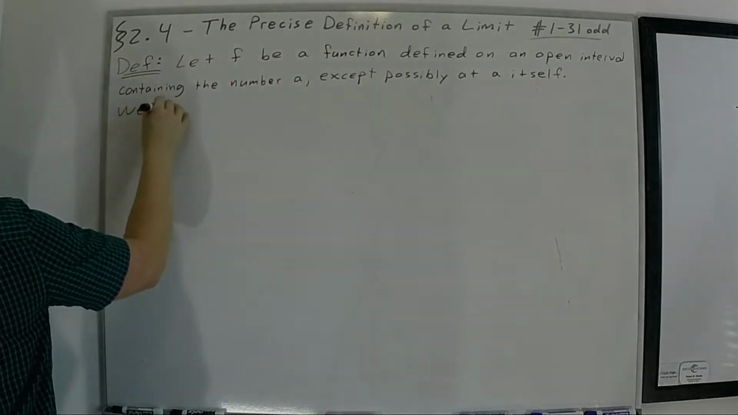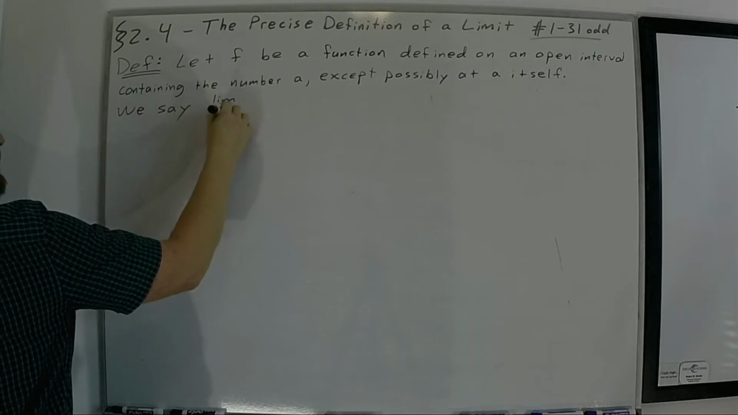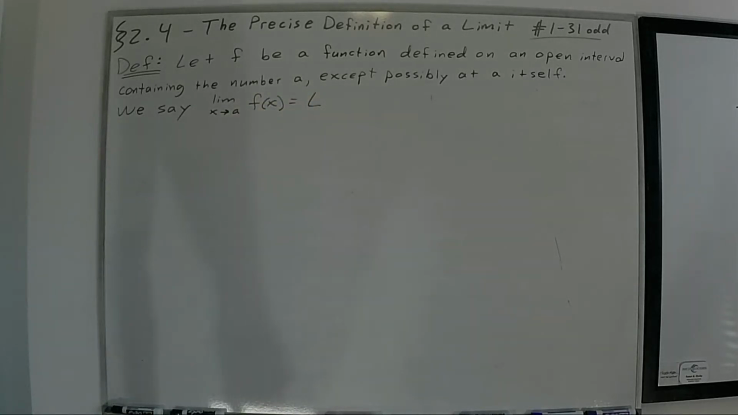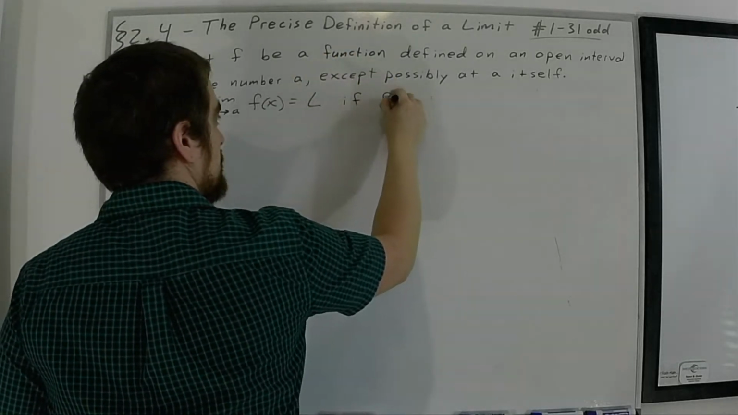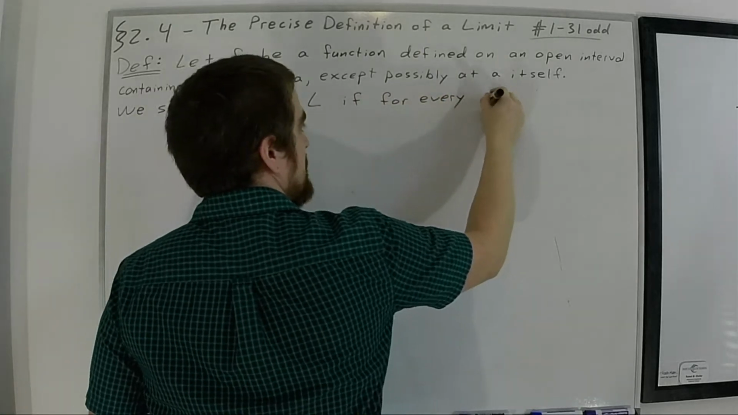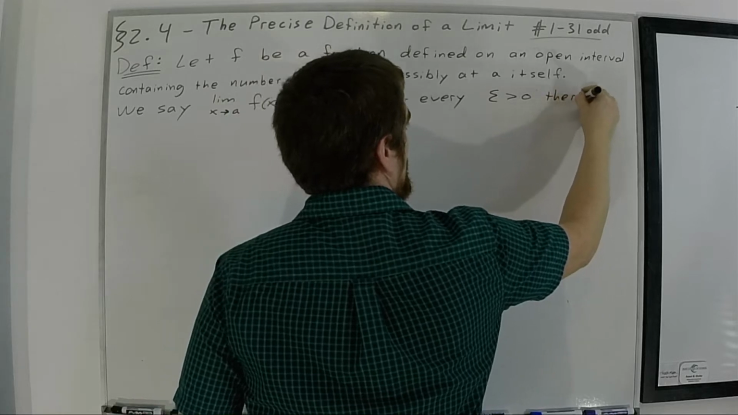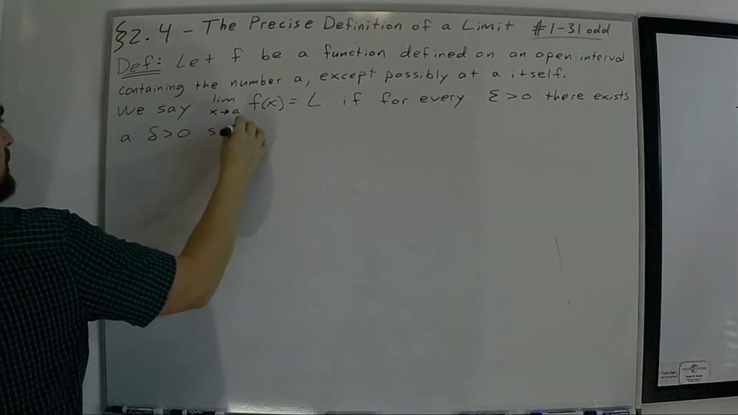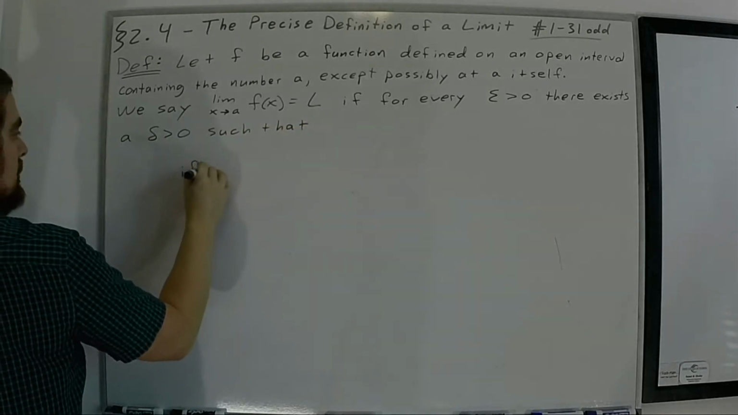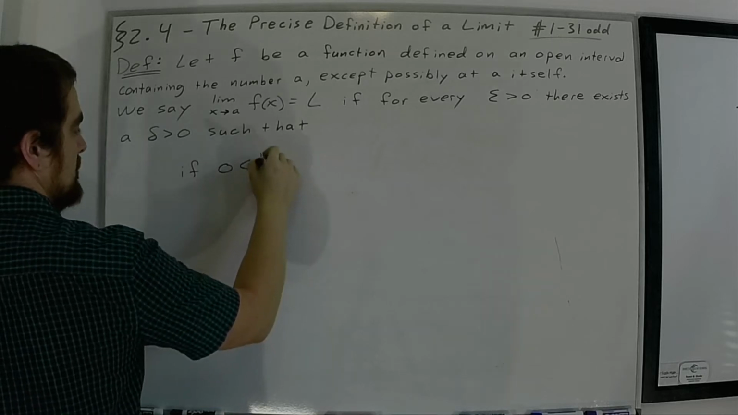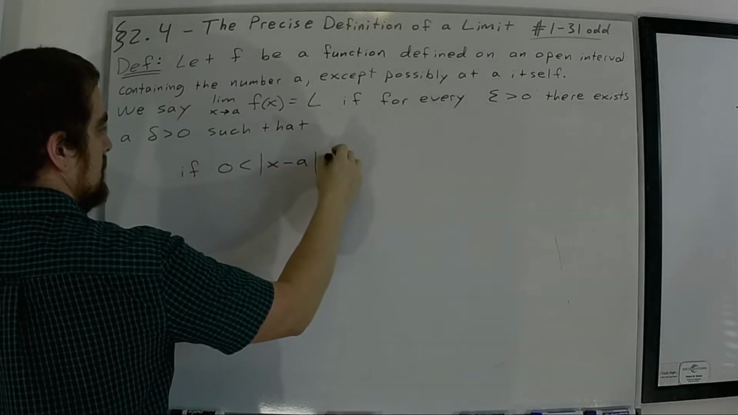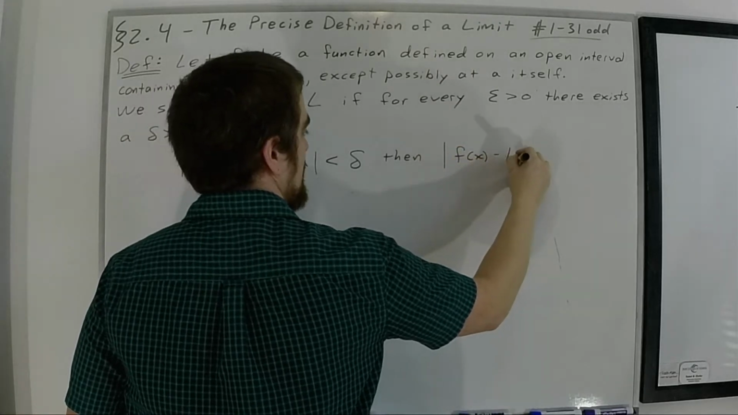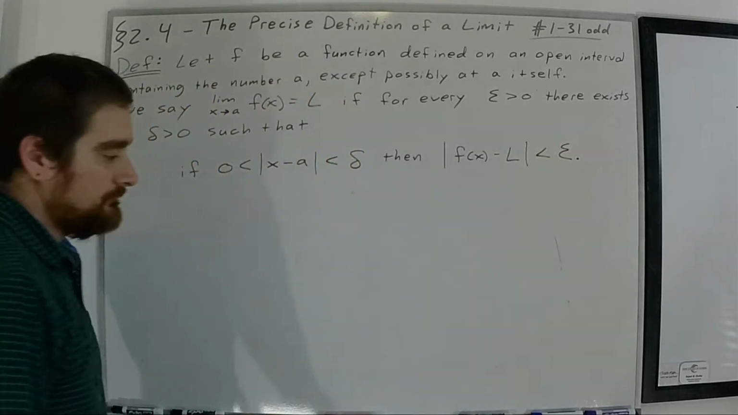We say the limit as x goes to a of f of x is equal to the number capital L, is what the book likes to use, if for every epsilon positive there exists a delta positive such that if 0 is less than the absolute value of x minus a, which is less than delta, then the absolute value of f of x minus capital L is less than epsilon. And that's our definition.